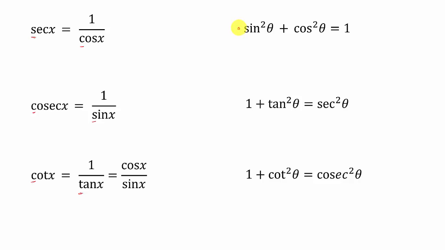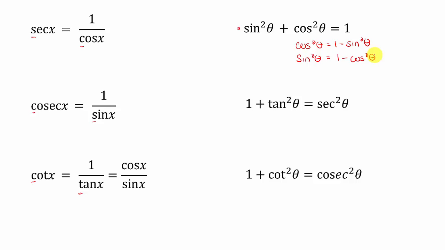Now, this is the one that we worked with last year a lot. Sine squared plus cosine squared equals 1. And you remember that that can be manipulated so that we can say cosine squared of theta is equal to 1 minus sine squared of theta. Or we can say that sine squared theta is equal to 1 minus cosine squared theta. So that can be used in any of those three ways.